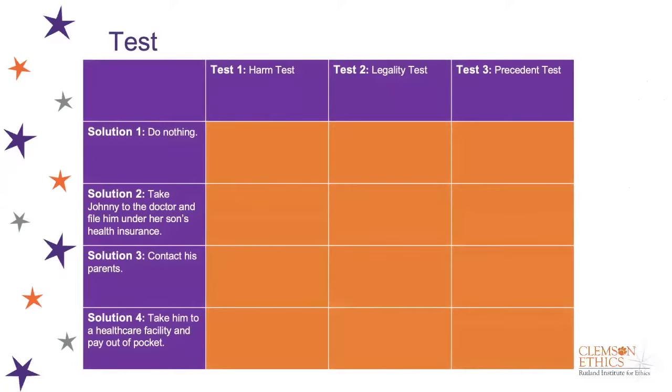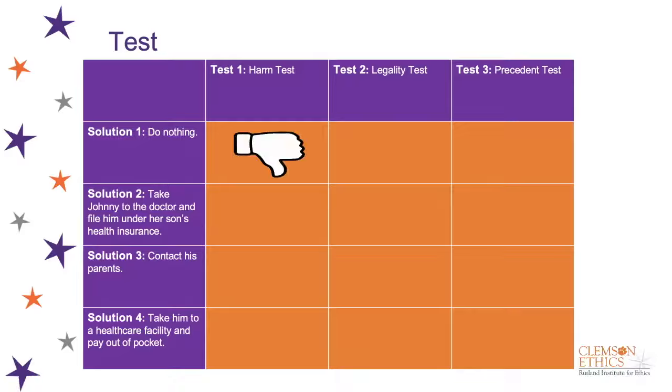We will now take a look at this table to use the ethical test. On the left column, you will see our four solutions again. On the top columns, running horizontally, you will see the three tests we have chosen: the harm test, the legality test, and the precedent test. A rule of thumb when using this model is to make sure you filter each solution through each of the three ethical tests you choose. We will be going down the columns vertically, taking each solution through one test at a time.